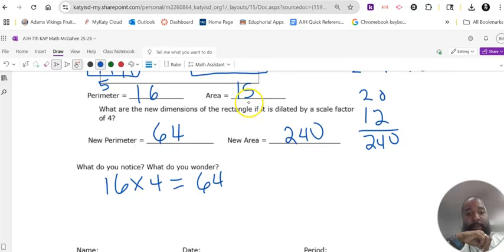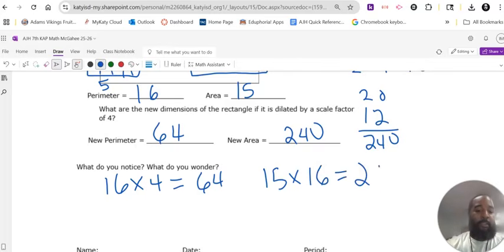But 15 times 4 does not equal 240, right? So this time it wasn't multiplied by 4. It wasn't multiplied by 8 either, right? So this time it was multiplied by 16. All right, we're going to see if we can figure out some patterns here. But this one is, we know 15 times 16 equals 240. Okay, so my scale factor is here, and my scale factor is here.